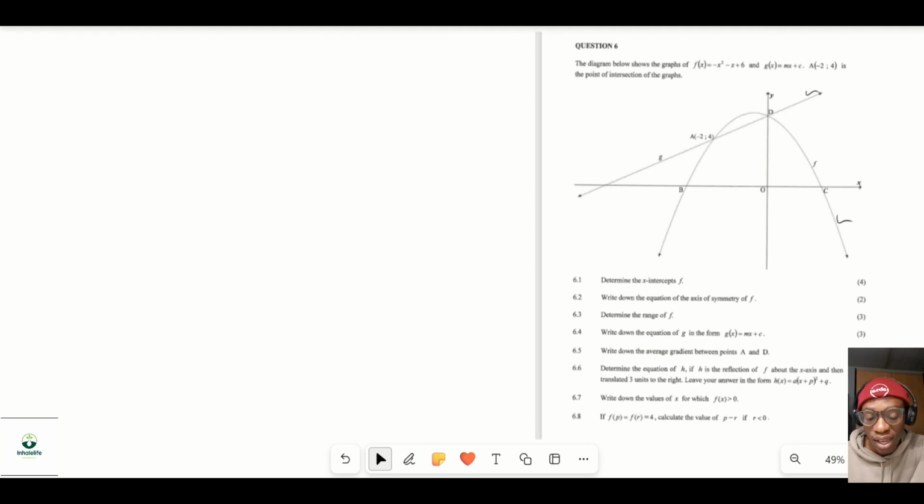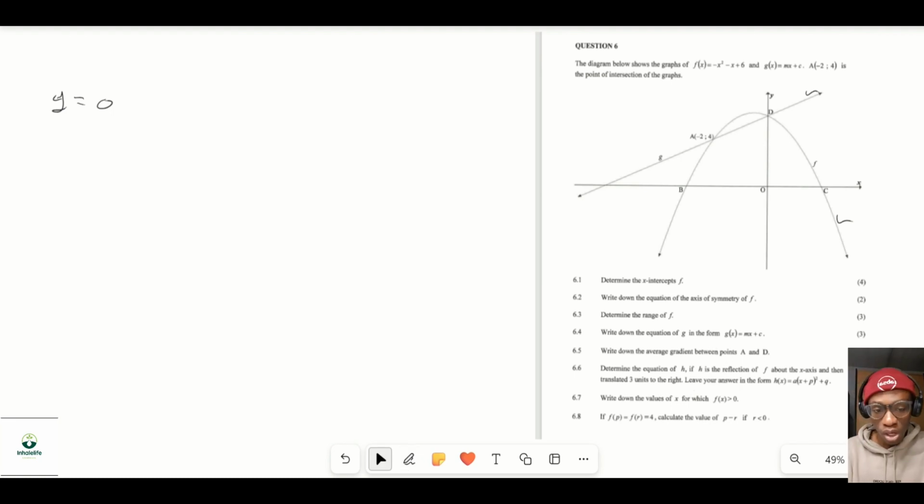So let's start. We have the first question, which tells us to determine the x-intercept of f. When the question asks you about the x-intercept, you already know that your y is equal to 0. Why am I saying that?